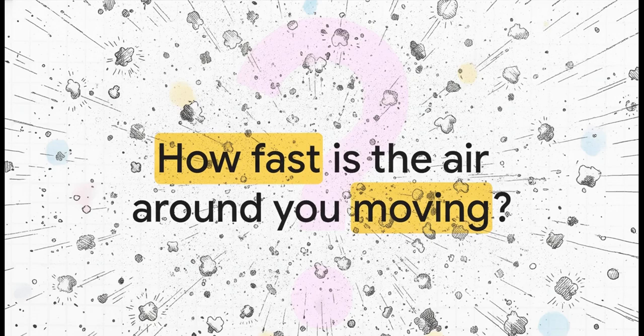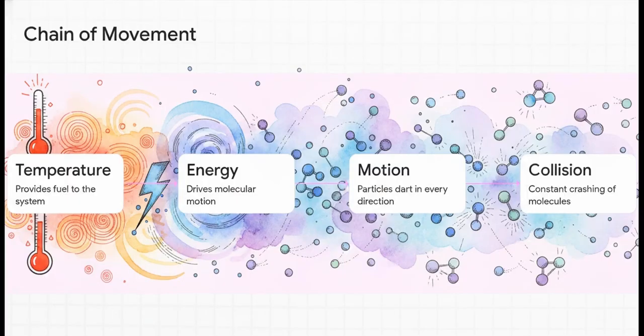Down at the molecular level, it is absolute, unyielding chaos. Particles are darting in every possible direction, constantly crashing into one another. But what exactly is fueling all of this frantic activity? Well, the source material lays this out as a perfectly logical chain reaction, and it all starts with temperature. You see, temperature acts as the fuel. It provides kinetic energy to the system, and that energy directly drives the motion of the molecules.